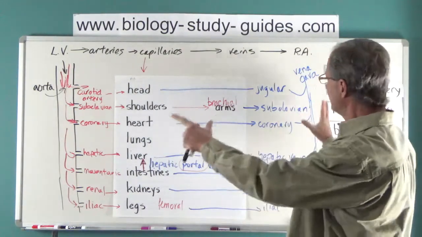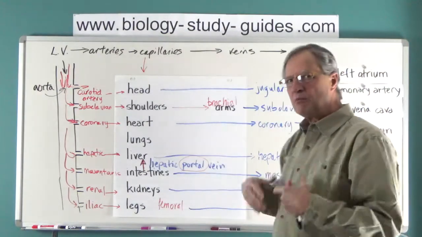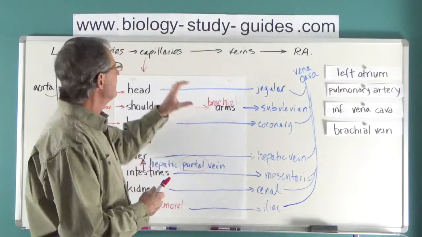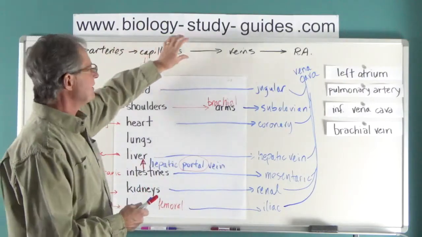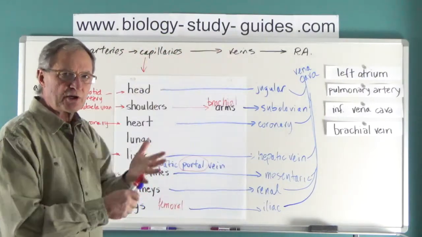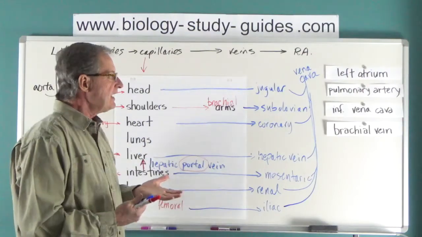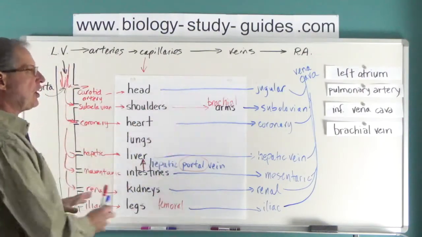So that's a sort of a roadmap around the body. Most of this video is going to look at the differences between arteries, capillaries, and veins in terms of their structures and their locations and their functions. But before we get into that, it's worth having a look at this topic.